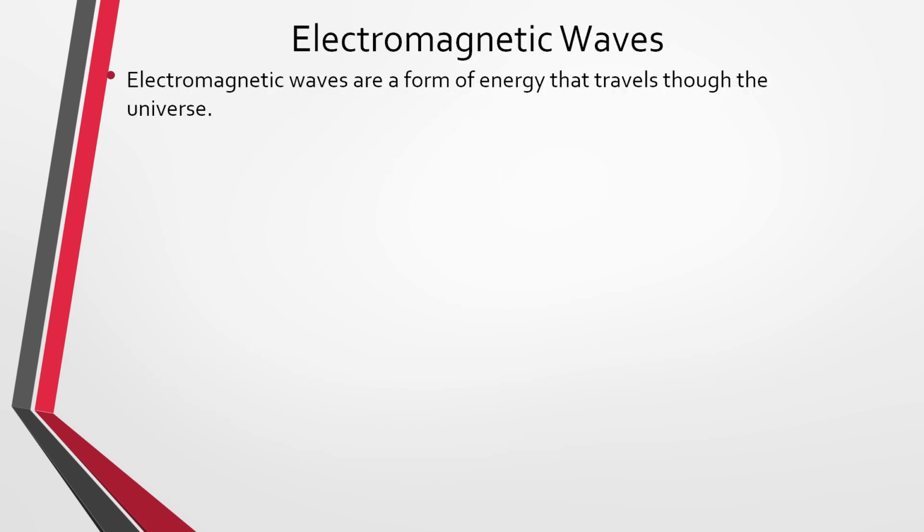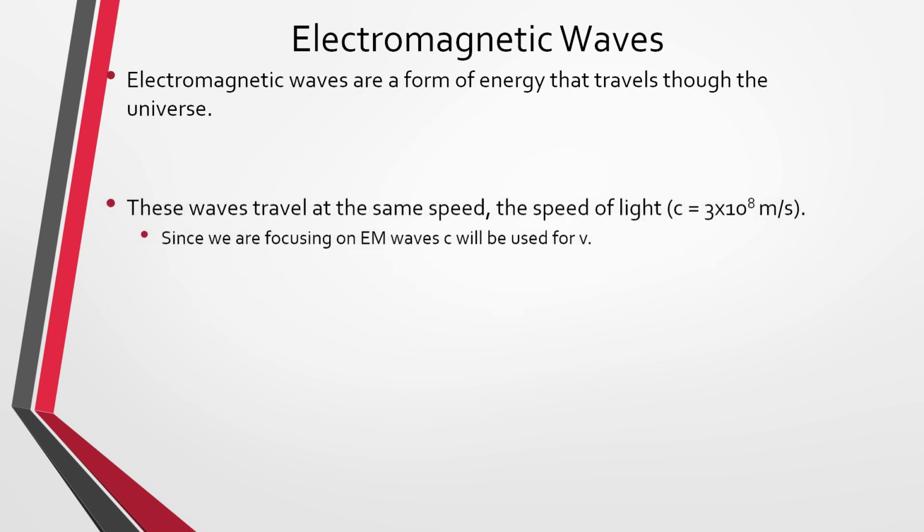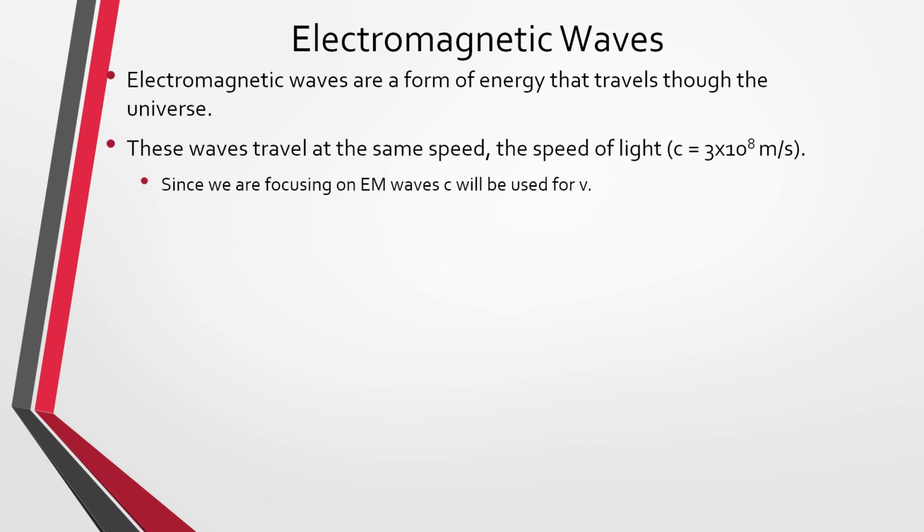Okay, so now that we learned a few things about waves, we'll go ahead and learn more specifics about what electromagnetic waves are and their properties. So electromagnetic waves are a form of energy that travels through the universe. These waves travel at the same speed, the speed of light, which is denoted as c, 3 times 10 to the power of 8 meters per second, which is like 300 million meters per second.